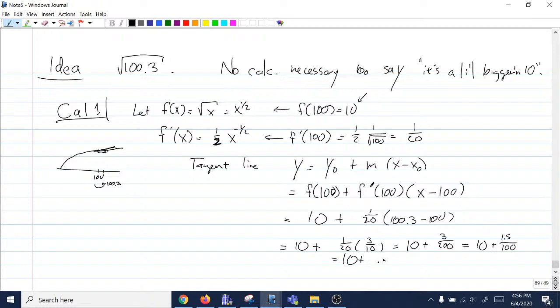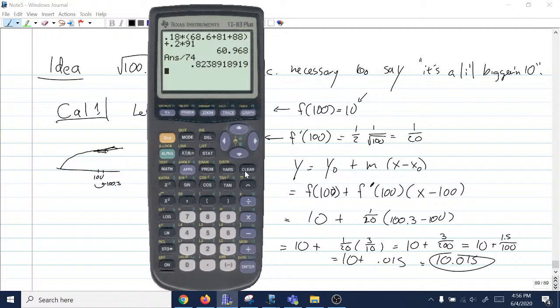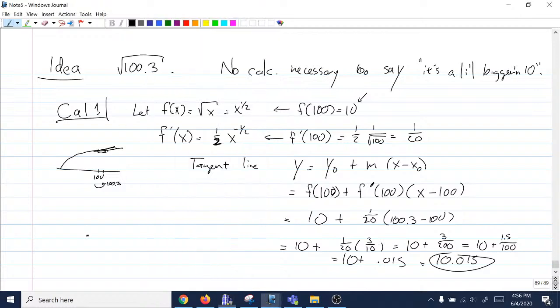That's 0.015. I need to move the decimal place back twice. It's 10.015. According to my not that difficult by hand computation, the square root of 100.3 is 10.015. Let's investigate that, because I like feeling good about getting awesome things. What's the square root of 100.3? It is 10.01, so close to 10.015. It's a tiny bit off.